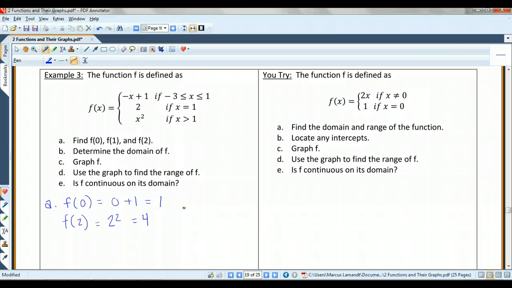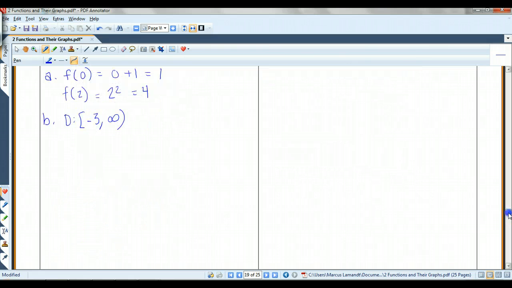To find the domain of f, we need to look at its definition. Since f is defined for all x greater than or equal to negative 3, the domain of f is negative 3 to infinity. Alright, graph f. This is the tough part.